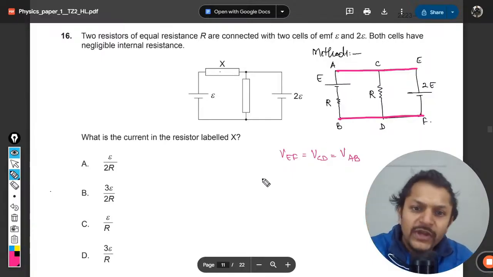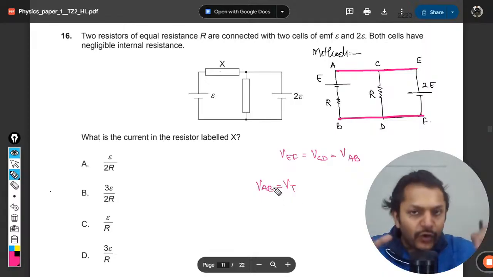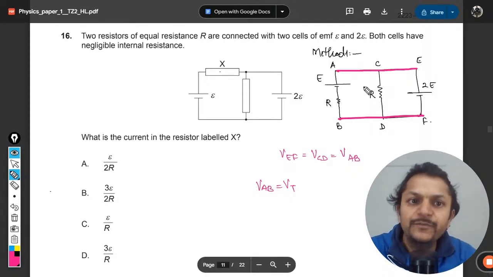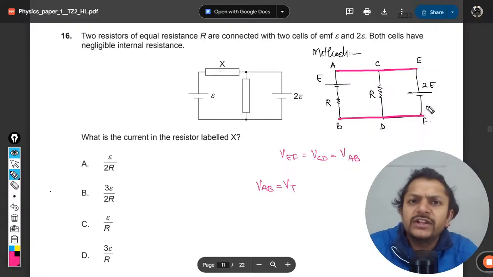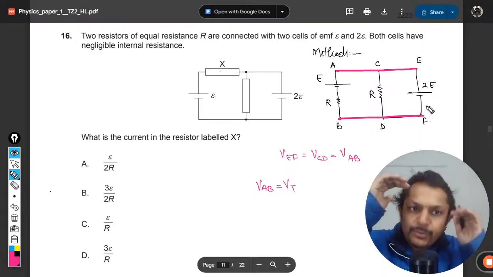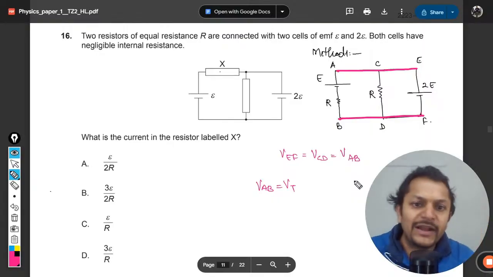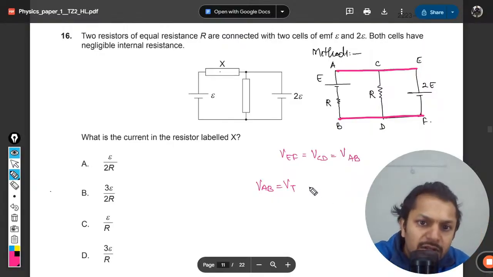So this VAB becomes the terminal potential difference from the point of view of this battery, and the potential difference across EF will be 2E because there is no other resistance. So we can say there is no internal resistance, so the potential difference EF will be equal to the EMF of the battery. So this should be equal to EF, which will be equal to 2E.